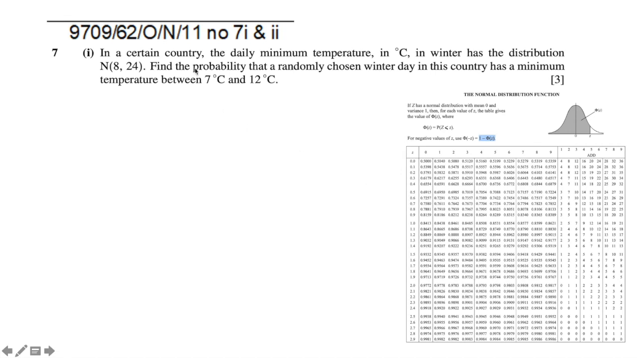The question itself shows us the data about the mean, which is 8, and the variance, which is 24. The question asks us about the probability of temperature between 7 degrees Celsius and 12 degrees Celsius. So now let's see how we can work out the probability.